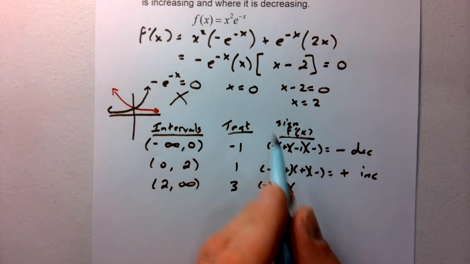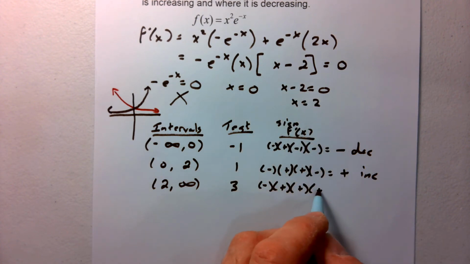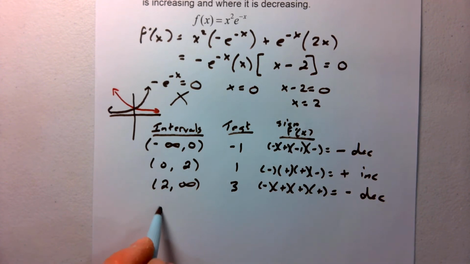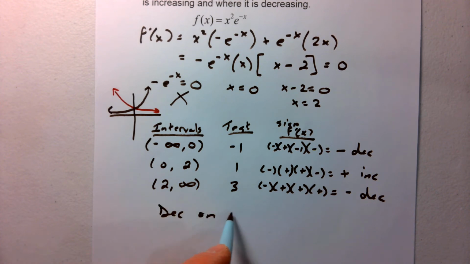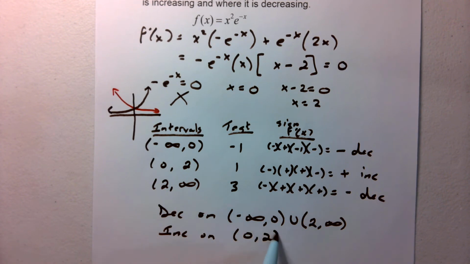Again, times a positive. The x is going to be positive when we plug in 3. And then 3 minus 2 gives me another positive. So I have a negative times a positive times a positive times a positive, which is a negative. So I'm decreasing. So I'm decreasing on the intervals negative infinity to 0, union 2 to infinity, and I'm increasing on the interval from 0 to 2.